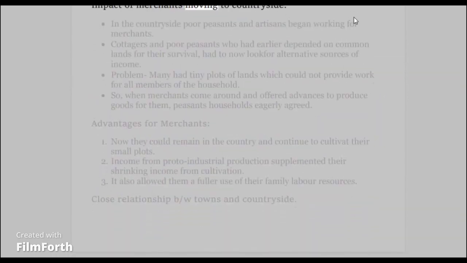Impact of merchants moving to the countryside. In the countryside, poor peasants and artisans began working for merchants. Cottagers and poor peasants, who had earlier depended on common lands for their survival, had to now look for alternative sources of income. Problem: many had tiny plots of land which could not provide work for all members of the household. So, when merchants came around and offered advances to produce goods for them, peasant households eagerly agreed.